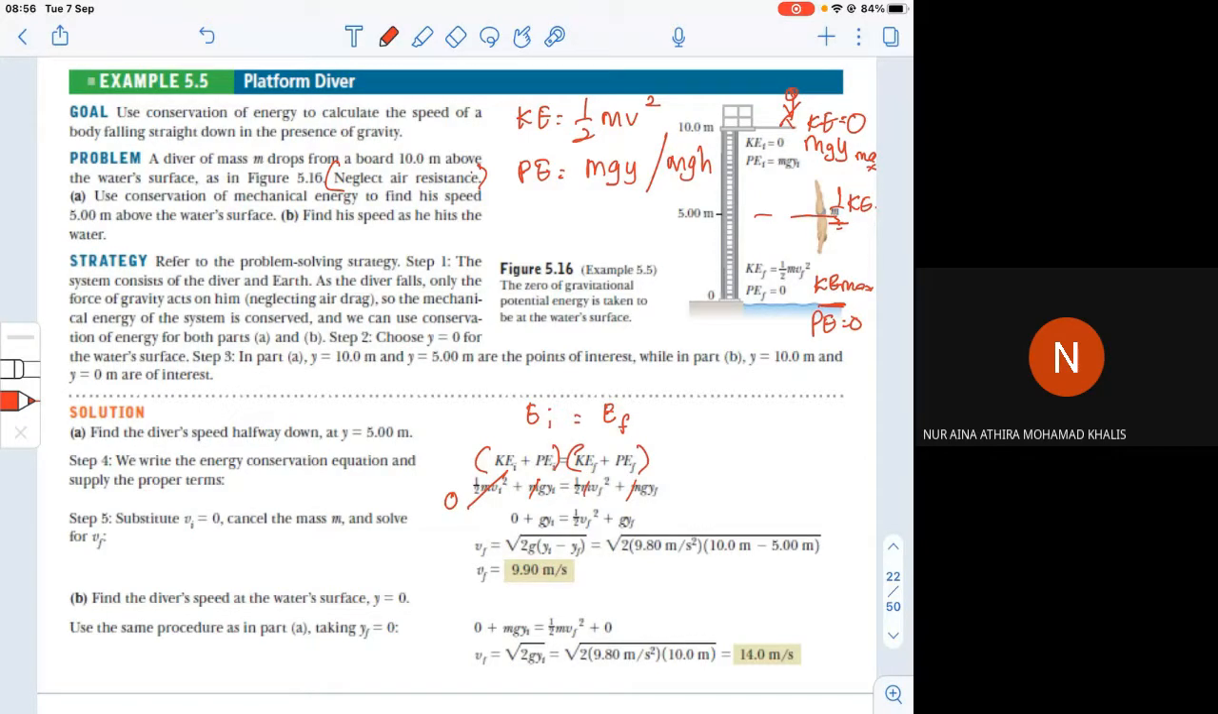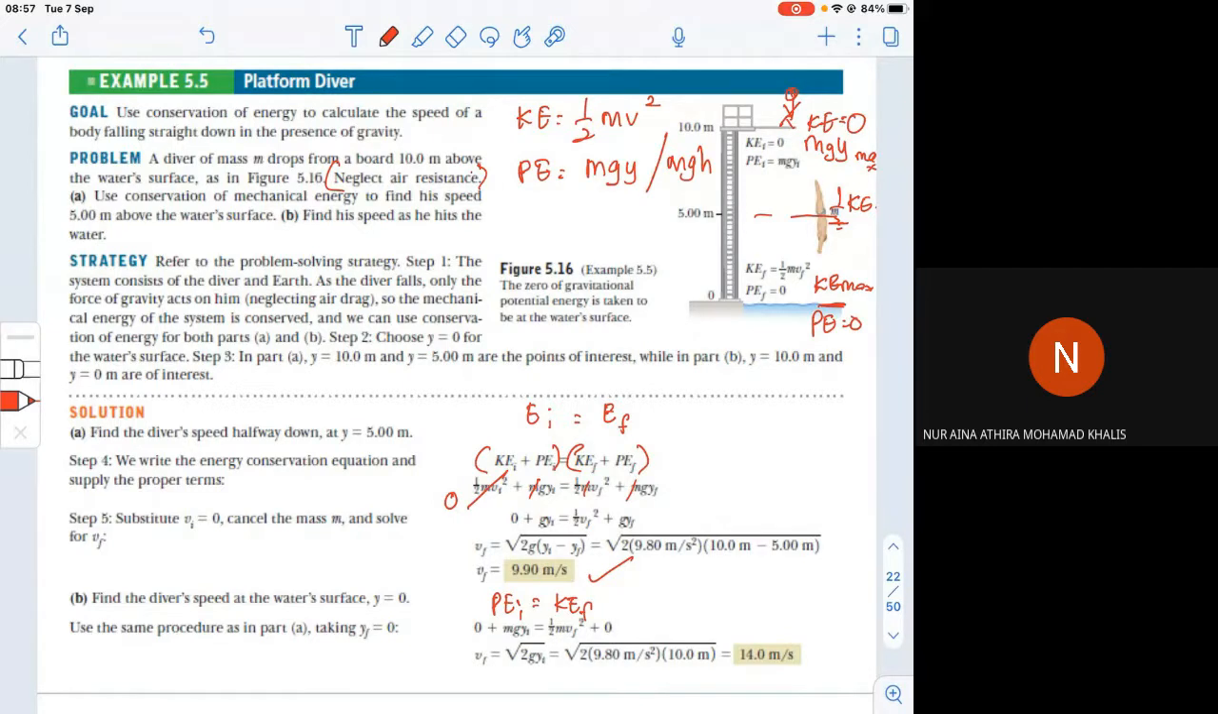So after some calculations, they will get 9.9 meters per second. Okay, so find number B: find his speed as he hits the water. As he hits the water, mgy initial, all the potential energy has now been converted to kinetic energy final. Every bit of energy has been transformed from potential energy into kinetic energy.